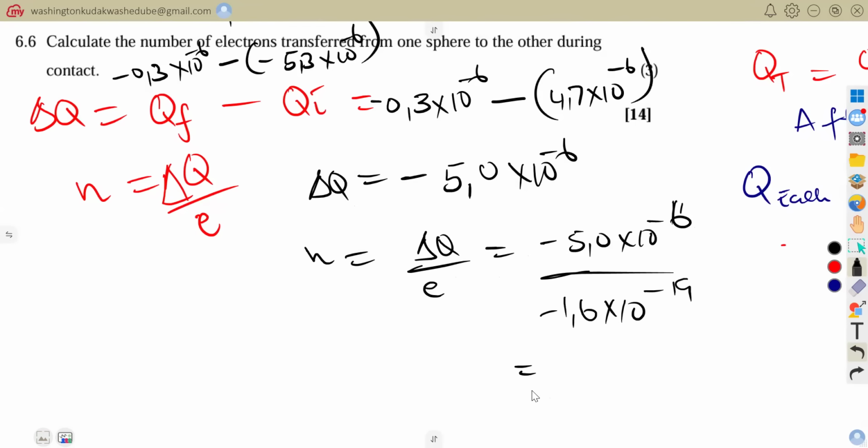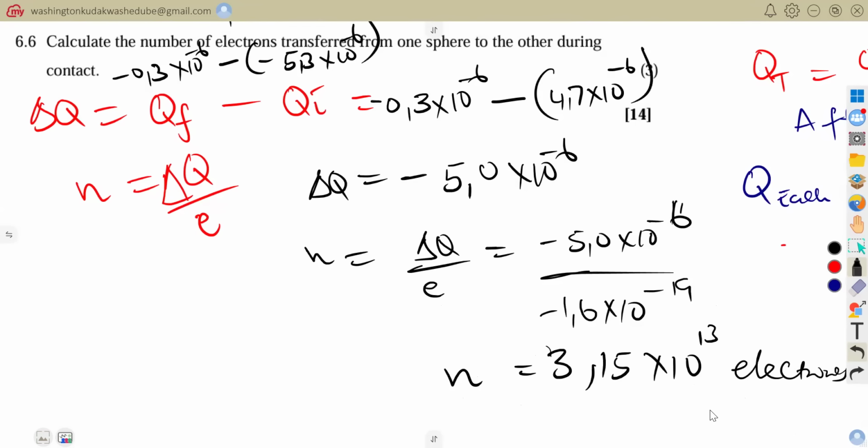And then that should give you the number of electrons, which is the number of electrons transferred from one sphere to another. That would become 5 times 10 to the power negative 6, divided by 1.6 times 10 to the power negative 19. I would actually get 3.15 times 10 to the power 13 electrons. So those are the number of electrons transferred from each sphere.